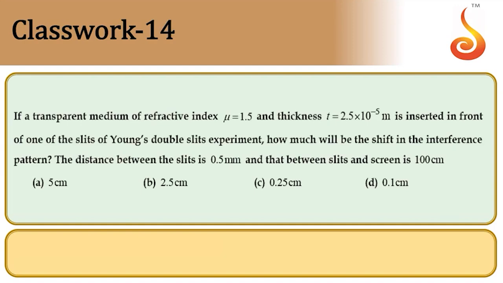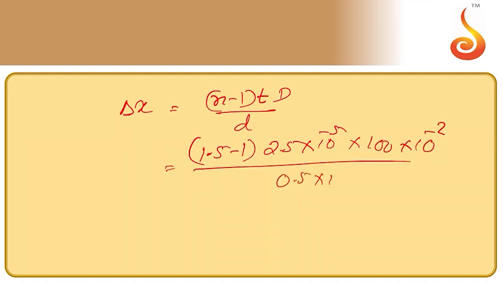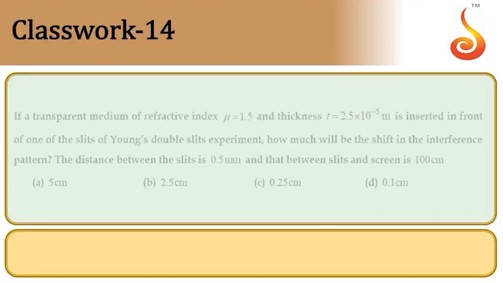14. If a transparent medium of refractive index mu is equal to 1.5 and thickness t is equal to 2.5 into 10 to the power of minus 5 meter is inserted in front of one of the slits of Young's double slit experiment, how much will be the shift in the interference pattern? The distance between the slits is 0.5 mm and that between the slits and the screen is 100 centimeter. So the shift delta x is given by mu minus 1 into t into D divided by d. 1.5 minus 1 into t, 2.5 into 10 to the power of minus 5 into 100 into 10 to the power of minus 2 whole divided by 0.5 into 10 to the power of minus 3. And it simplifies to 2.5 centimeter. So 2.5 centimeter is the shift.